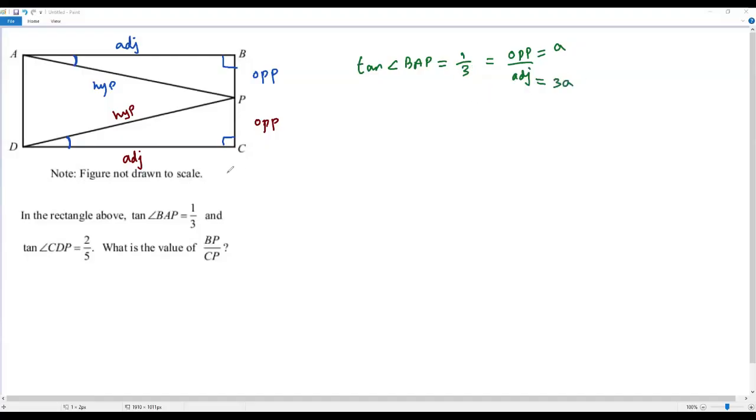Okay, now I got the lengths of the opposite side and the adjacent side in the right triangle ABP. So the length of the opposite side is just A. The length of the adjacent side is 3A.